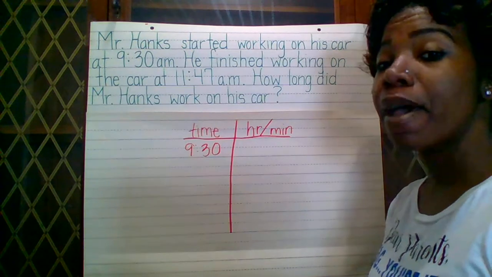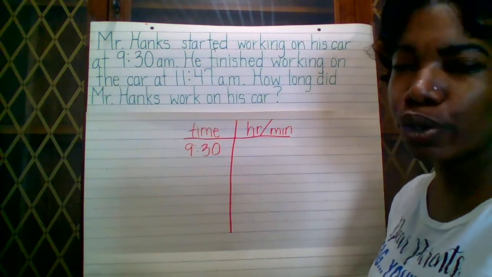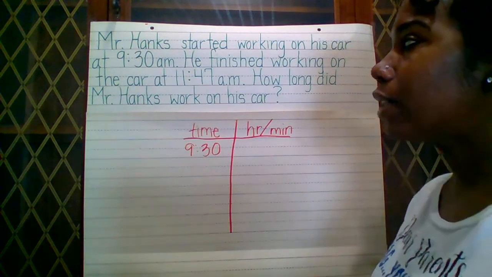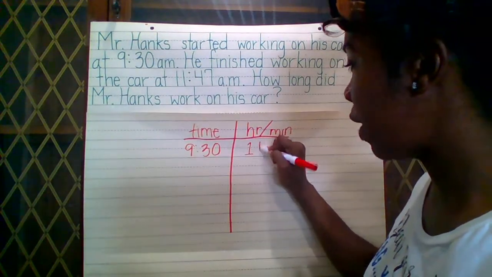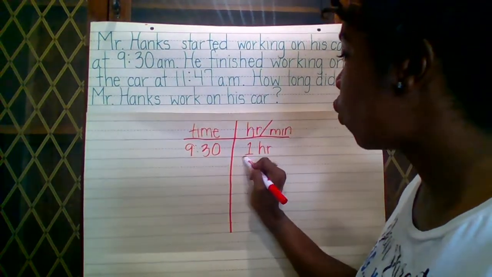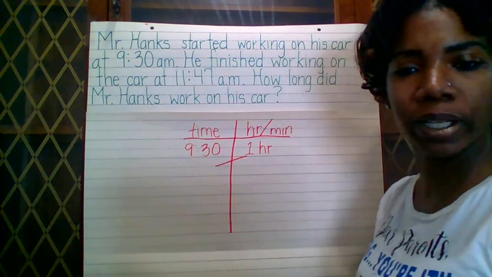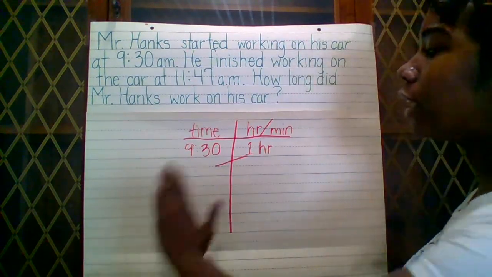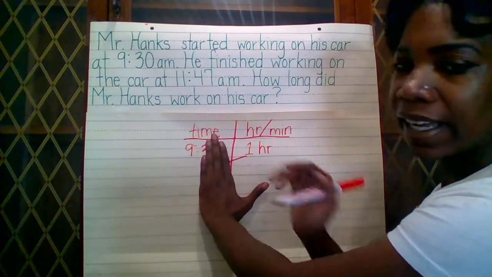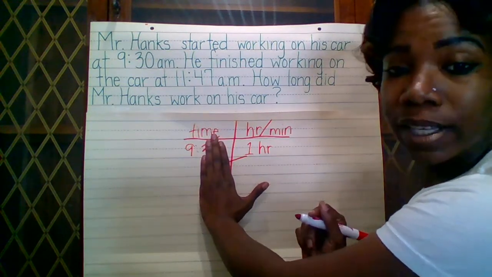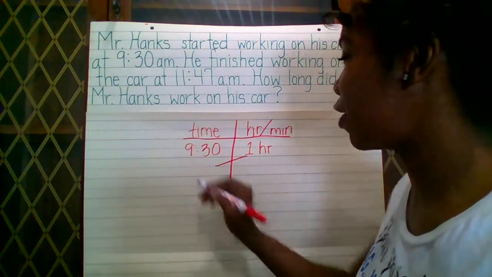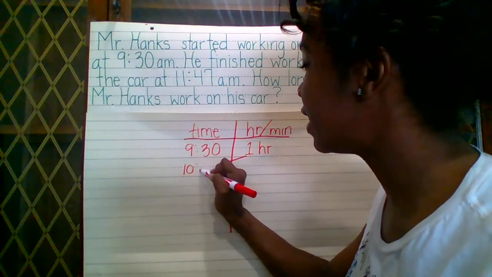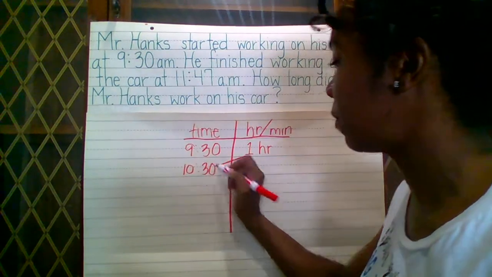If you said by jumping by hours, you are correct. So let's try jumping 1 hour. We write 1 hour. And in 1 hour, what time will it be? Well, we're only looking at the hour, so it's 9. So if I want to add one more to the 9, it will be what time? 10:30. Exactly. It is now 10:30 in 1 hour.